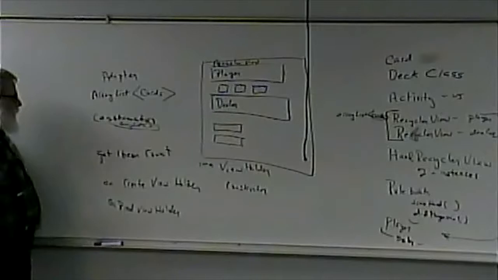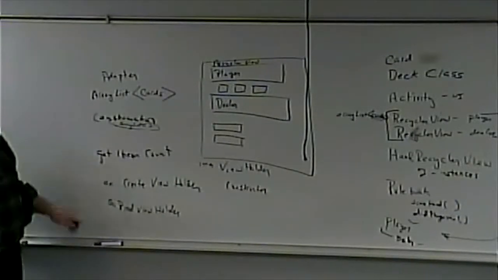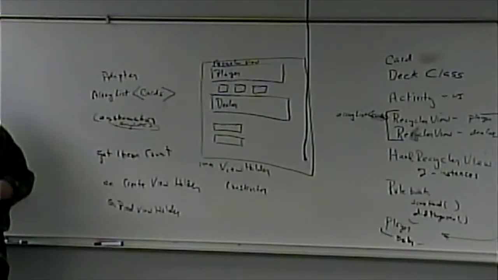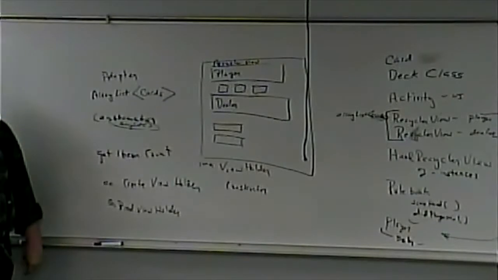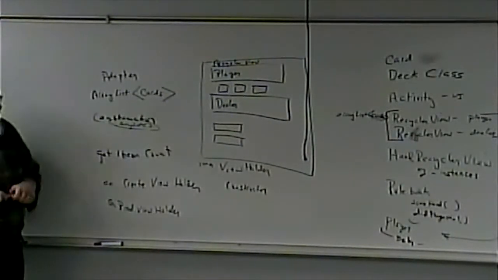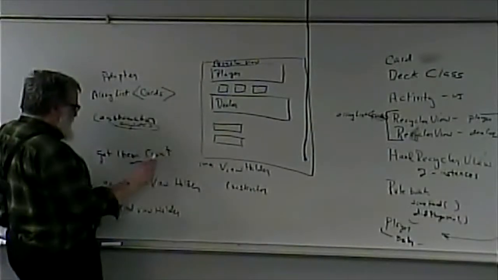Alright. Get item count. What's that line of code going to look like? What's it going to return? The size of the array list. Alright, so that one's easy.